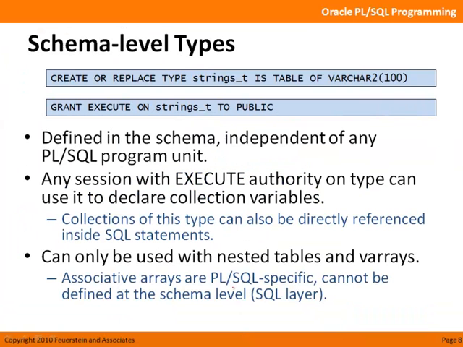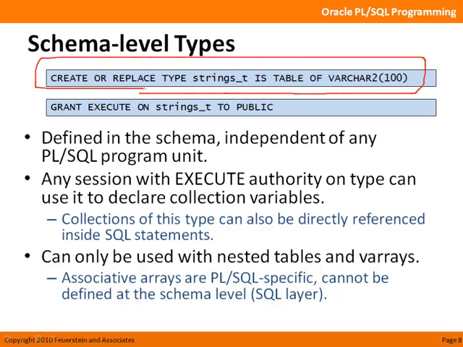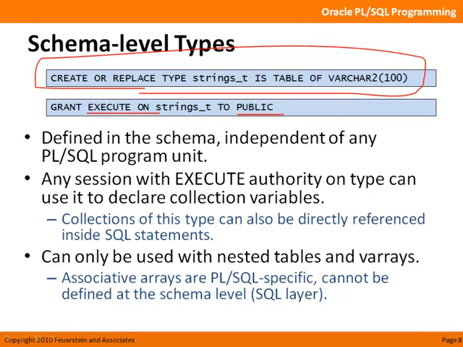Finally, for nested tables and V-arrays, you can also create your type in the schema at the schema level itself, which means essentially in the SQL layer. So here's a creation of a nested table type inside the database as a database object. Once I've created the type, I can grant execute on the type, not select. Grant execute on the type, and you can assign it to roles, schemas, etc. And the advantage here is that then any schema with execute authority on the type can use the type.